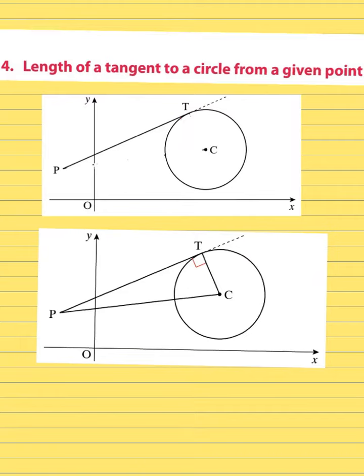Now we know that the tangent will be perpendicular to the radius. So we draw in the radius here, and then we can join the point P to the centre of the circle. And we know we have a right angled triangle. So if we want to find the distance from P to T, we know what the radius is. We can work out the distance from P to C, and then we can use Pythagoras to find the distance PT.